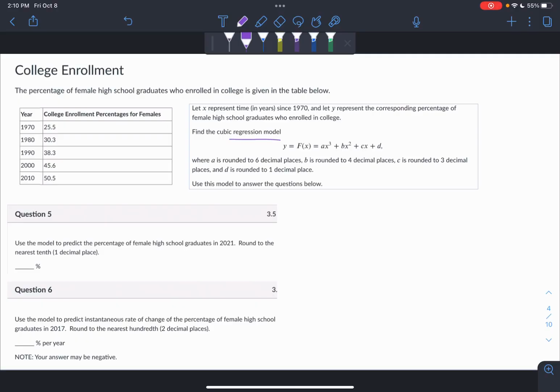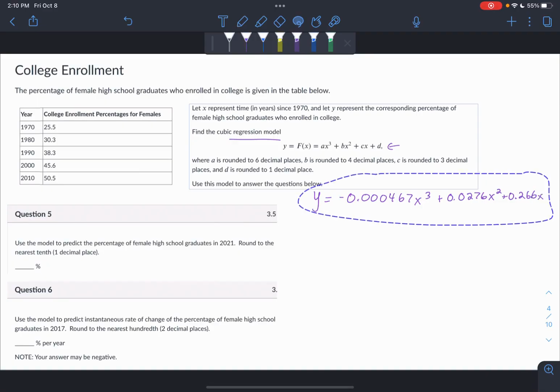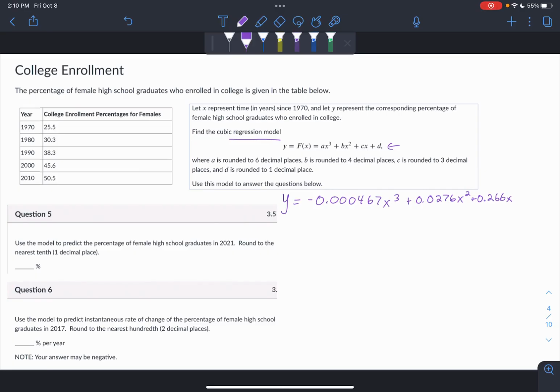Okay, and so from Desmos, we have this model here, y equals negative 0.00467x cubed plus 0.0276x squared plus 0.266x. Running out of room. And then our last constant is 25.5. So that's going to be our cubic regression model in order to answer these next questions.